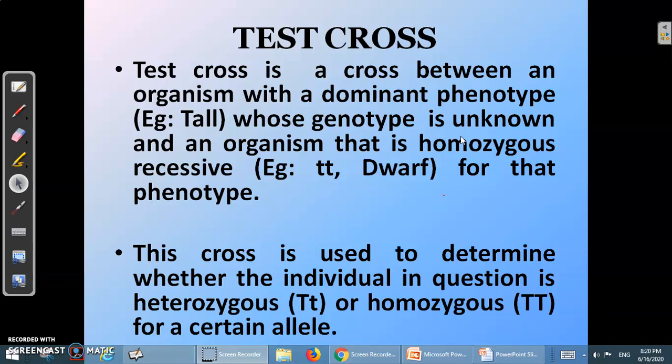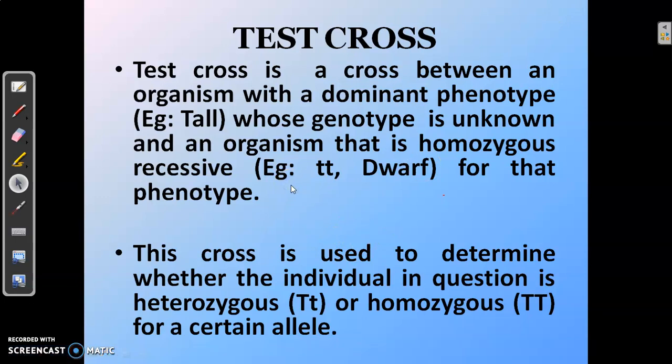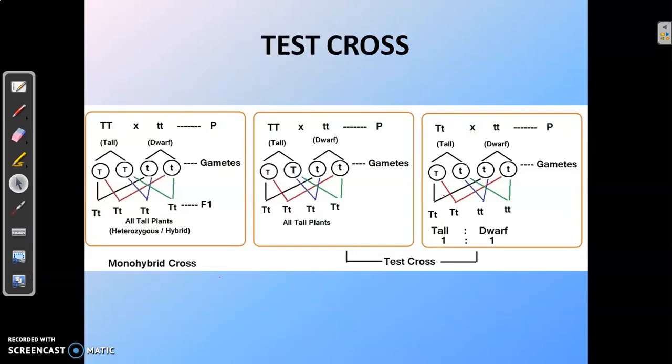A test cross is a cross between an organism with a dominant phenotype but whose genotype is unknown and an organism that is homozygous recessive in phenotype. This is the second type of back cross that we have seen. A test cross is used to determine whether the individual in question is heterozygous or homozygous in nature. Now, let us understand what a test cross is from this simple cross.